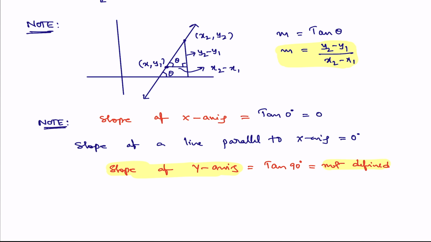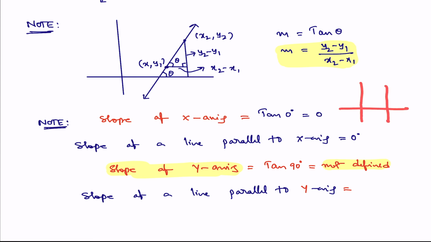Slope of a line parallel to the y-axis. What is the inclination of a line which is parallel to the y-axis? 90 degrees. So its slope is tan 90 degrees, which is not defined. So the slope of a line parallel to the y-axis is not defined.